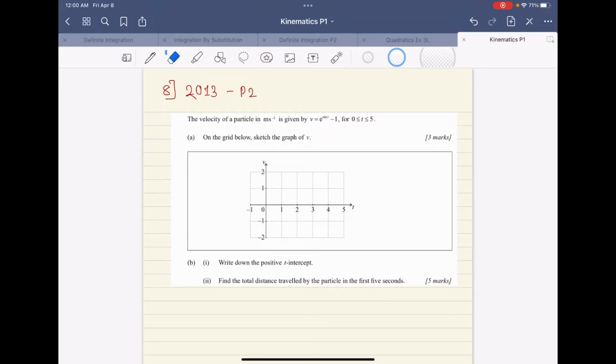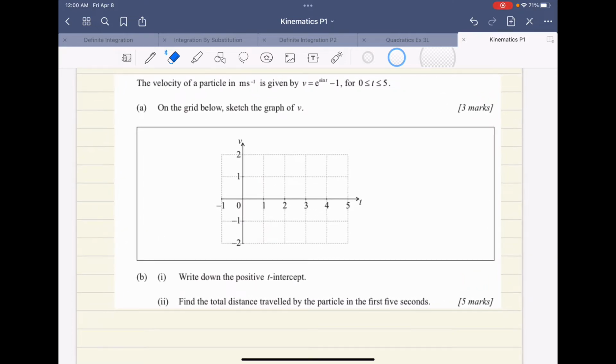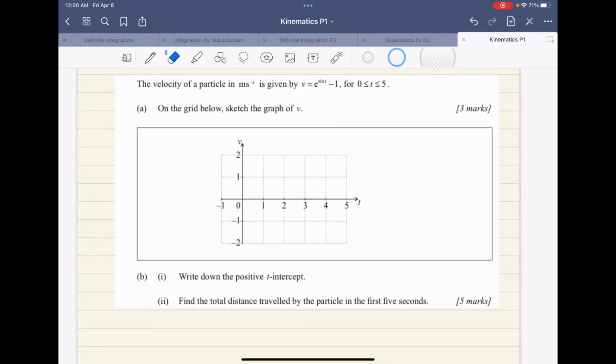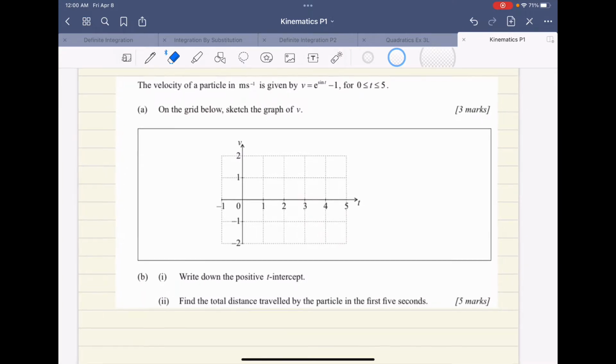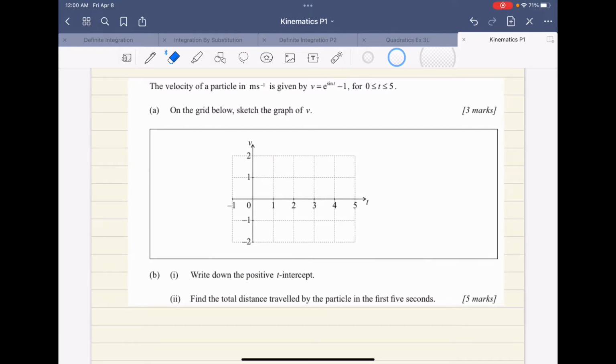Year 2013, paper 2. The velocity of a particle in meters per second is given by v = e^(sin t) − 1 for 0 ≤ t ≤ π. On the grid below, sketch the graph of v. I will teach you how to plot the graph from your GDC. There are very important points.